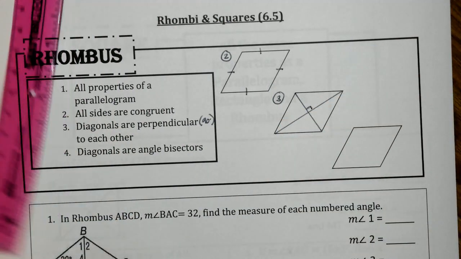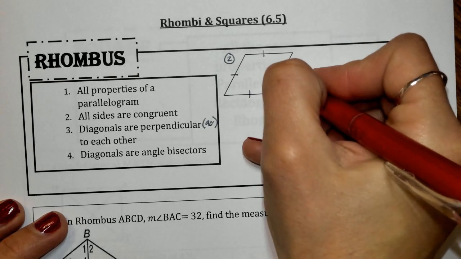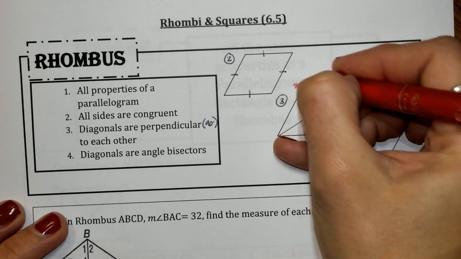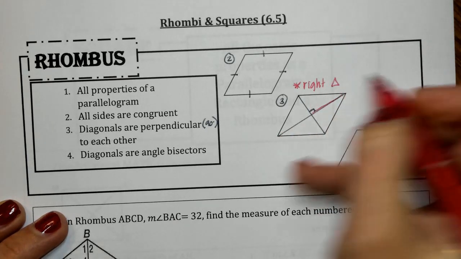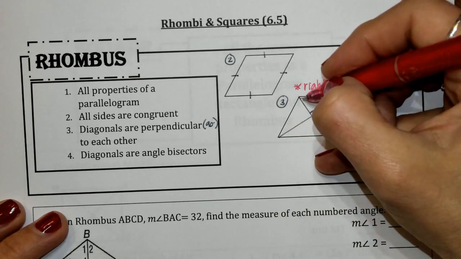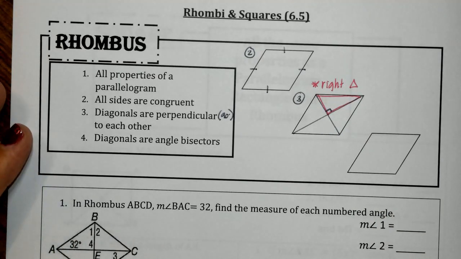And what you're also going to need to identify with this is we're going to end up with a right triangle in here as well. We will be using that. So right here, you can use Pythagorean theorem to find different parts because we have that right triangle.